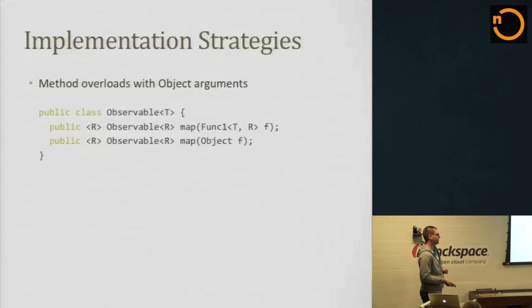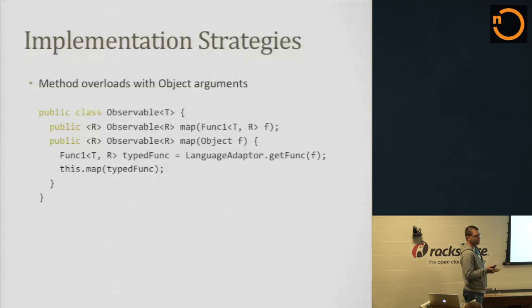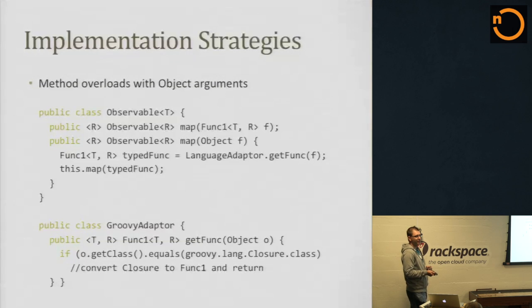So what's the next most obvious thing to do? Well, if we don't want to depend on those specific types, what is the one thing that is a super type of all of those? Object. So what if for every instance of a map method, we took in a func1 or we took in an object? And if we didn't receive an Rx native function type, if we received anything else, maybe we had a static language adapter that knew how to convert objects into func1s, and possibly fail at runtime, of course. And then, given that it has a func1, it can delegate back to the nicely typed version.